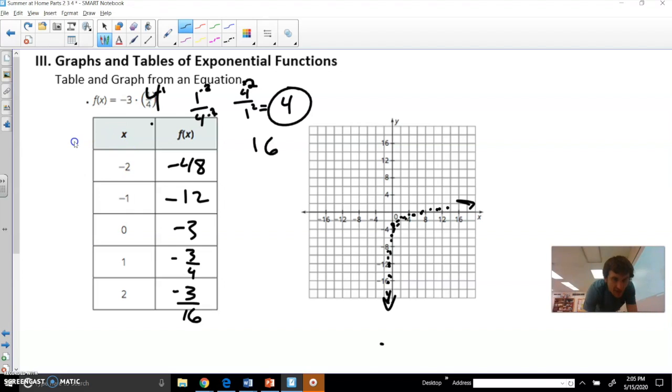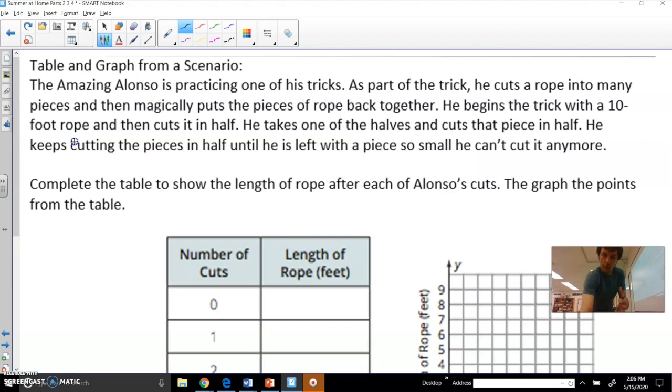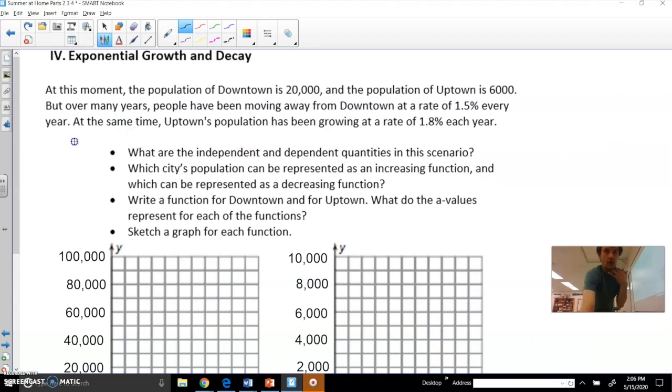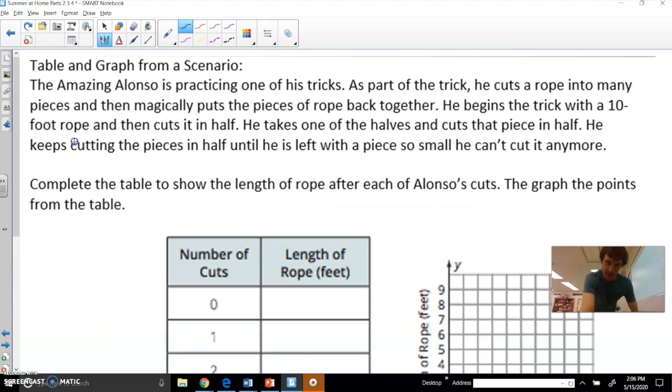Okay. In the next video, we're going to talk a little bit more about some word problems with exponential, and we will also talk a little bit more about growth and decay. So I'll see you in just a moment.